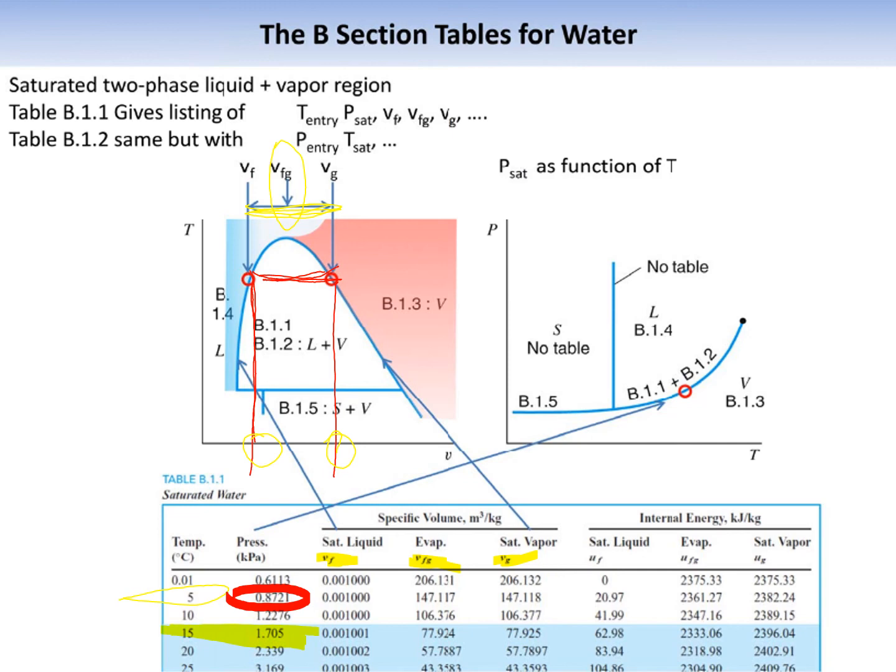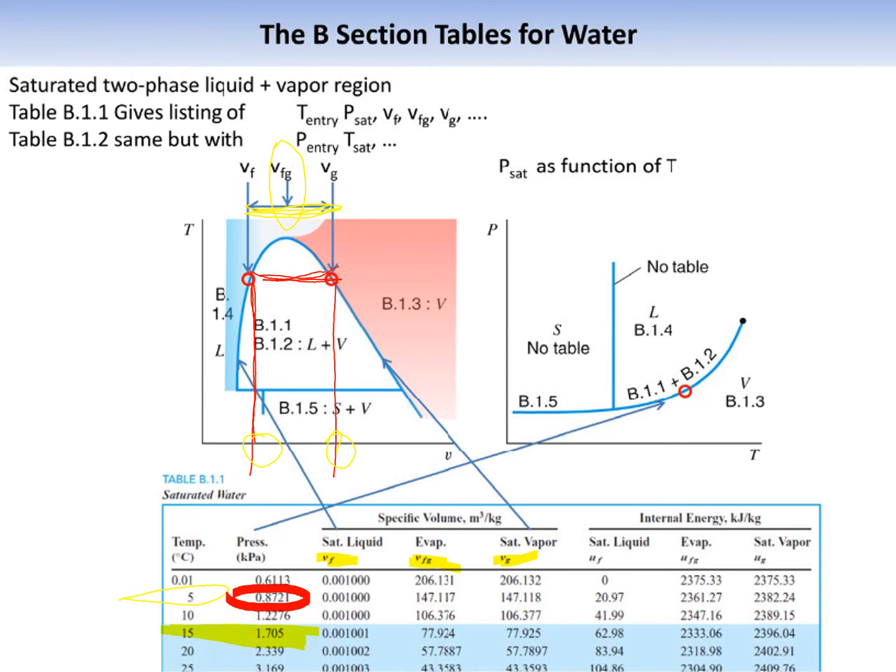Now the fourth case is if we have 1.705 kilopascal and 20 degrees centigrade. Now the temperature is greater than the saturation temperature at a specific pressure, that is 1.705 kilopascal. Now the temperature is 20 degrees centigrade. Now the system has already reached the superheated state. So this is how we interpret the thermodynamic tables, and how we correlate our phase diagrams with it. Now the second one is the PT diagram.